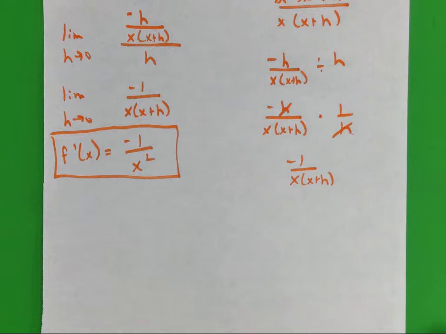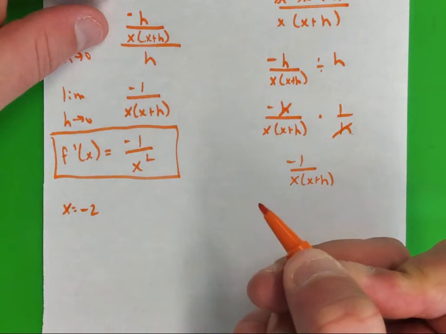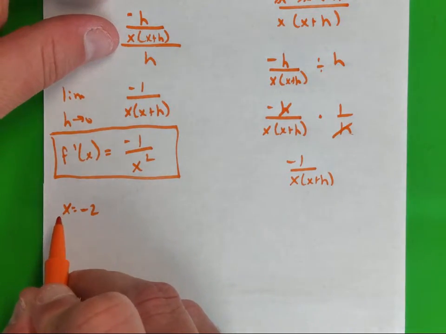AKA slope generator. That would tell you the instantaneous rate of change at any given moment on that graph. Now, what areas are we concerned with? We're concerned with x equals -2. So let's plug that in. What is the slope of the tangent line?